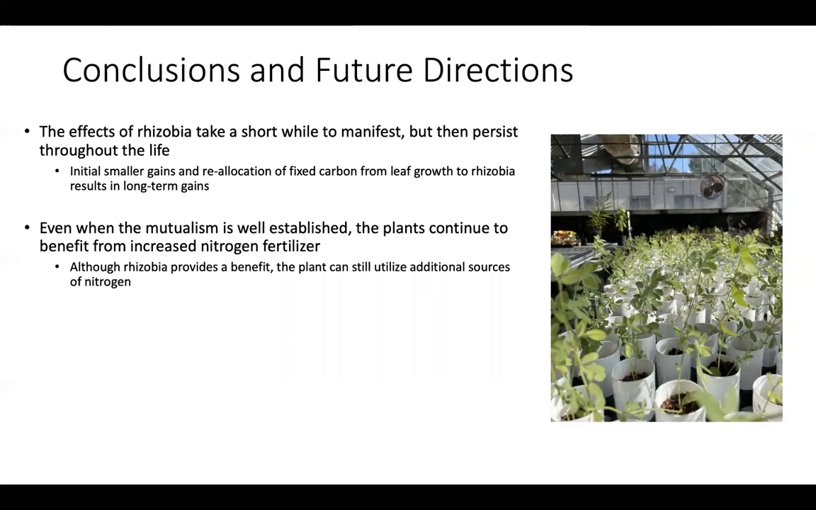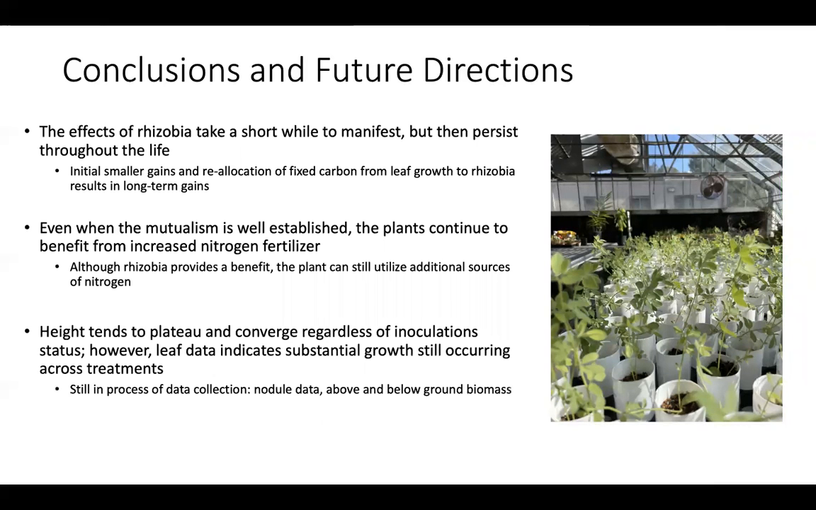Even when the mutualism is well established, the plants continue to benefit from increased nitrogen fertilizer. Although rhizobia provides a benefit, the plant can still utilize additional sources of nitrogen. Height tends to plateau and converge regardless of inoculation status. However, leaf data indicates substantial growth still occurring across treatments.